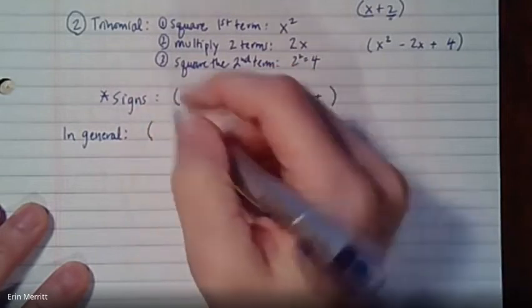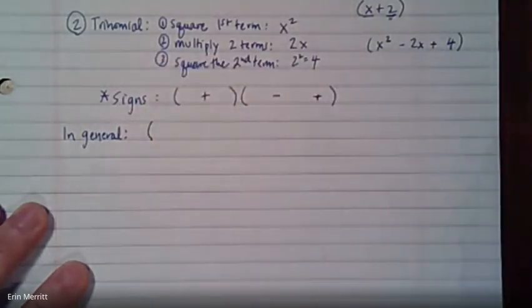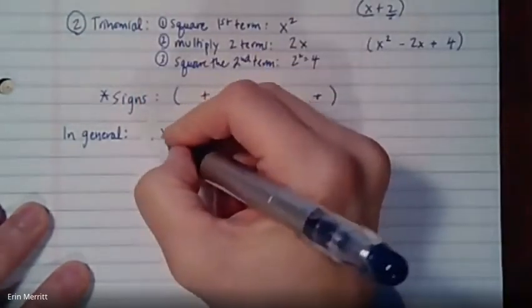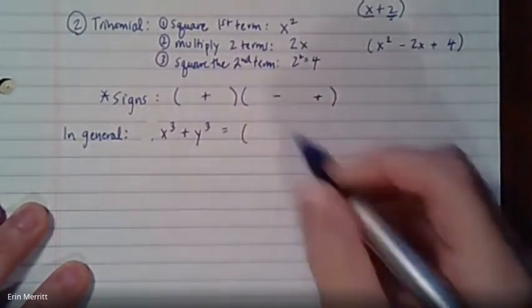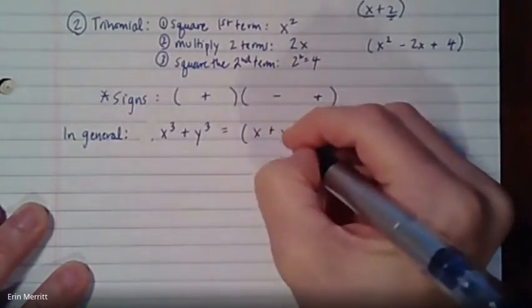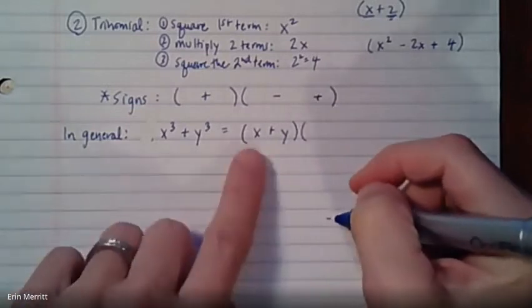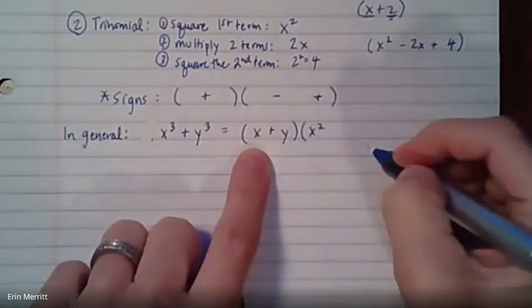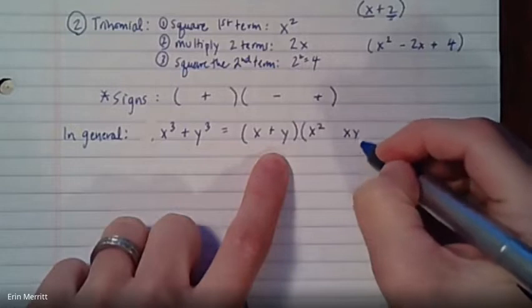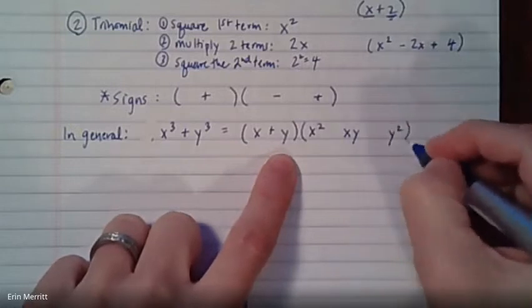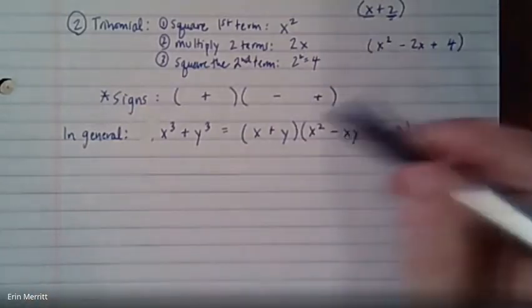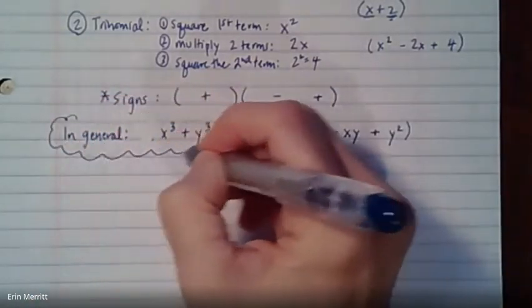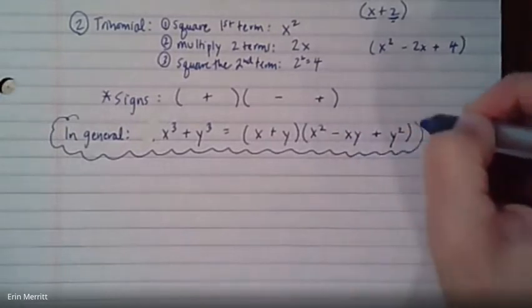And so what we can do is write ourselves a rule in general. If I have x cubed plus y cubed, in the first parenthesis will be the cube root of each, so x plus y. In the second one, it'll be this first part squared, so x squared. The product of the 2, xy. And then the last part squared, y squared, where it goes plus and then minus and then plus. So that's what it should look like.